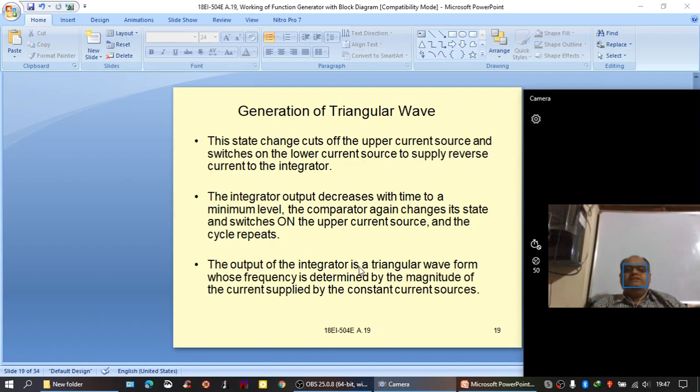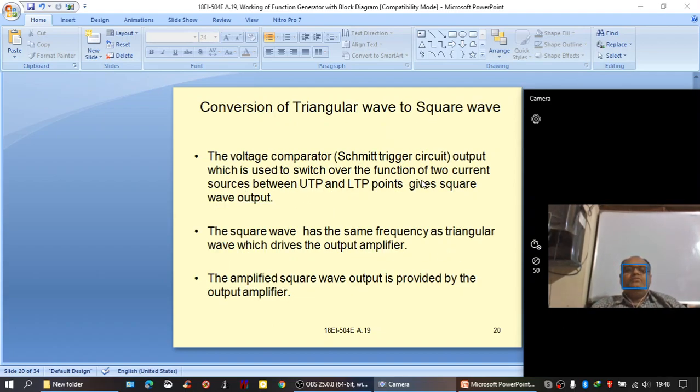The output of the integrator is a triangular waveform whose frequency is determined by the magnitude of the current supplied by the constant current sources, which in turn is controlled by the frequency control network. The voltage comparator, that is the Schmitt trigger circuit, whose output is used to switch the function of the two current sources between UTP and LTP points, gives a square wave output.